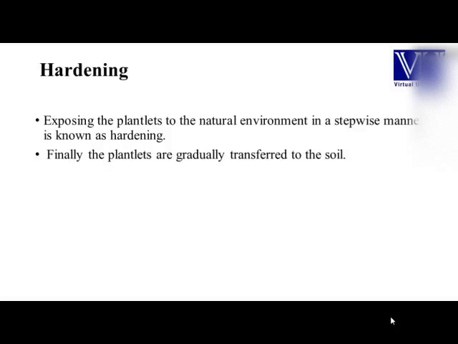Now at the last we will discuss hardening. Exposing the plantlets to the natural environment in a stepwise manner is known as hardening. Finally, the plantlets are gradually transferred to the soil. That is, once plant tissue culture is completed in sterile condition on a nutrient medium, then that plant is transferred to the soil, and that transfer of the plant from the growth medium to the soil is known as hardening.